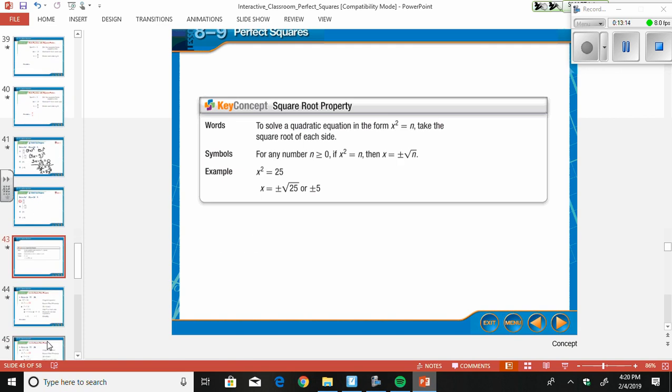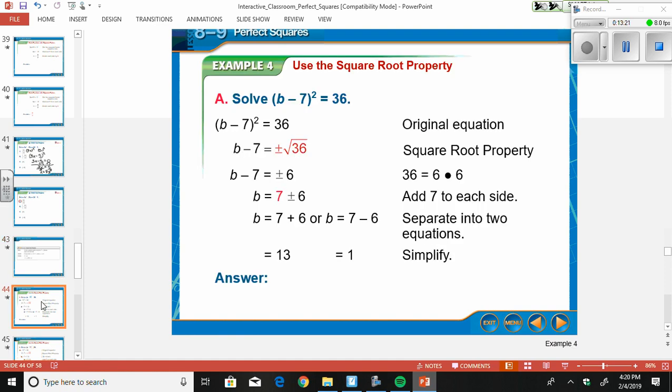Square root property. If you square one side, you square the other, and that's how you can get x by itself. A nice little property. We have b minus 7 quantity squared is equal to 36. Well, it's the opposite of squaring. It is square rooting, so we square root both sides. Get rid of that square.